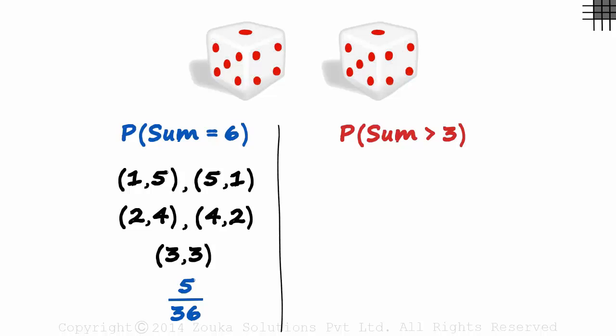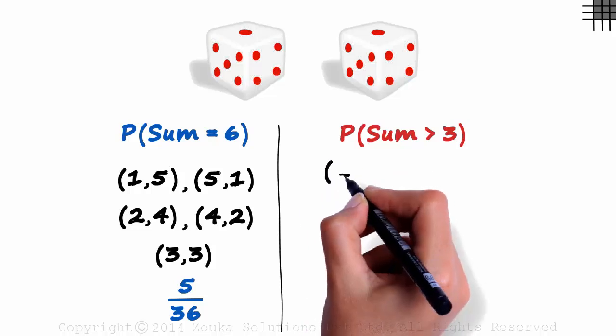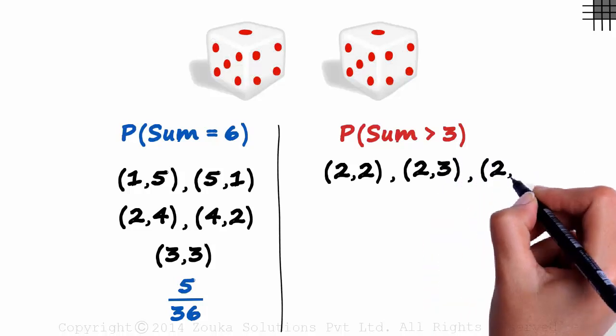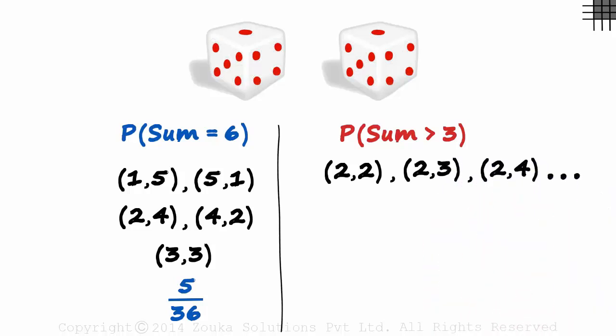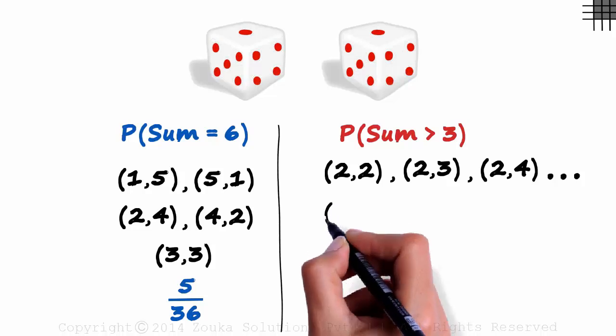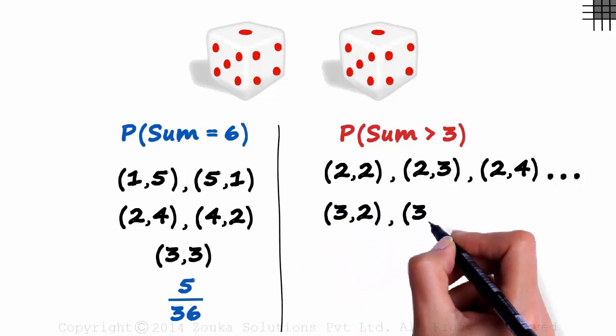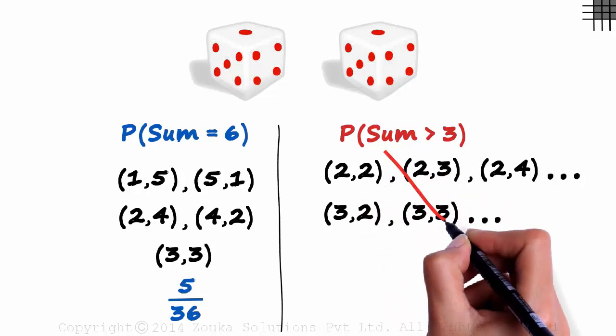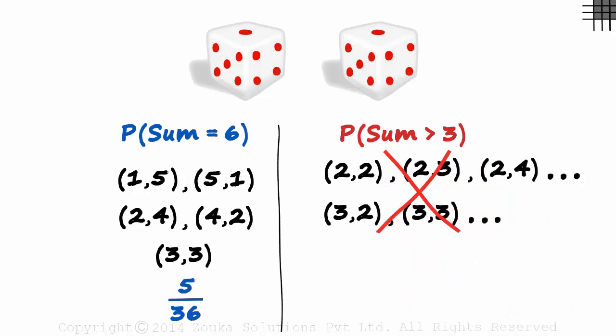One way is to find the possibilities that give us a sum greater than 3. They are 2 and 2, 2 and 3, 2 and 4, and so on up to 2 and 6. There's more. 3 and 2, 3 and 3, and so on up to 3 and 6. You would have noticed that the list is too long. This was not the best way to go about the answer. Think about it this way.